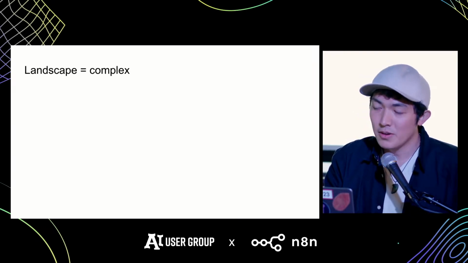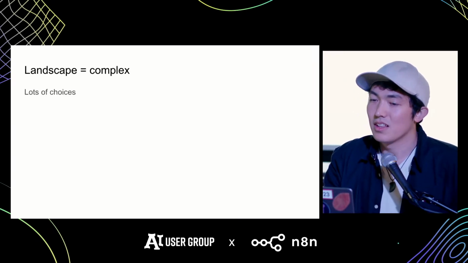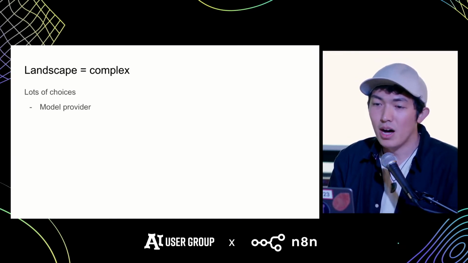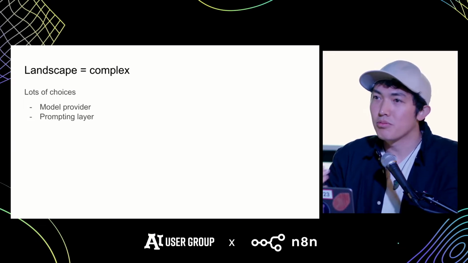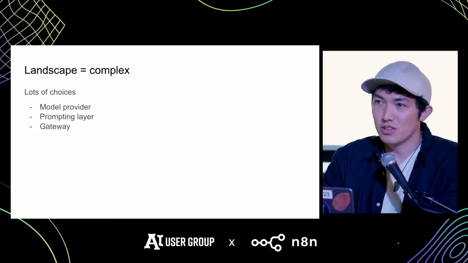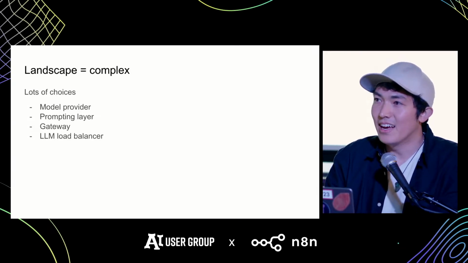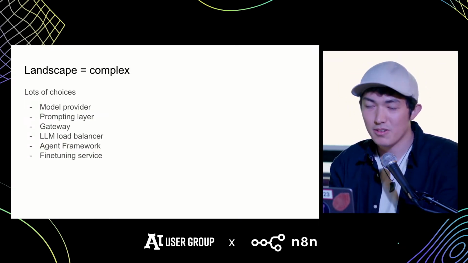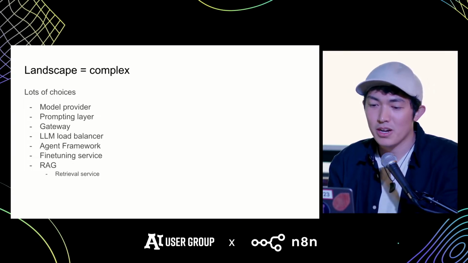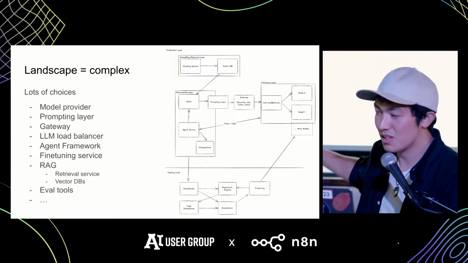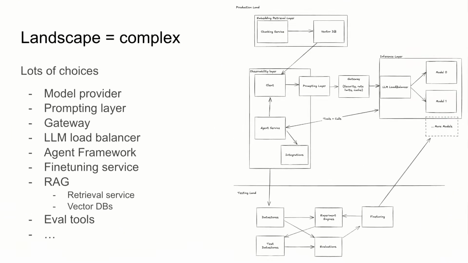The landscape right now is extremely complex. There's lots of choices developers and teams need to make. One, they need to pick the model provider. They need to add some sort of prompting layer. They'll usually want to add a gateway to manage all their users and requests coming in, maybe an LLM load balancer, an agent framework, fine-tuning service, shout out to OpenPipe, wherever Kyle is, maybe a RAG framework, retrieval service, all the stuff, eval tools, even more. And then you end up with a stack that looks like this. You get a bunch of services almost.